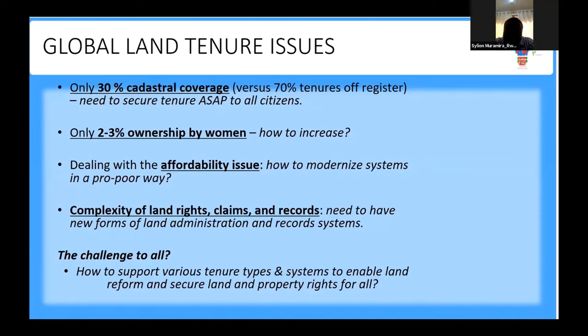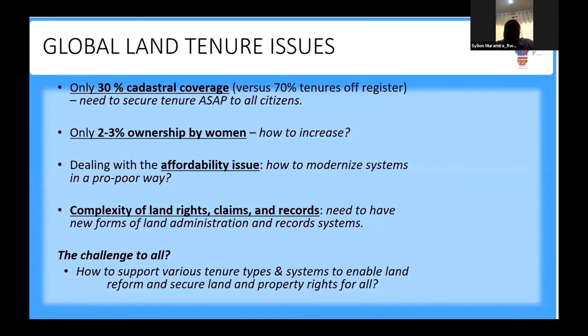Mostly it's all about cadastre, and how we deliver tenure security in an affordable way and in a way that is sustainable. We know that cadastral coverage in most countries is only around 30%. So we still have the question of what happened to the other 70% that are not registered. It's a big question for us as surveyors.